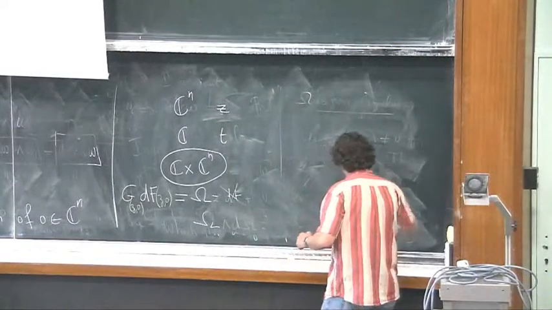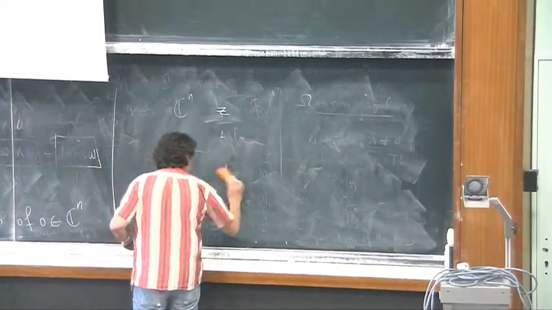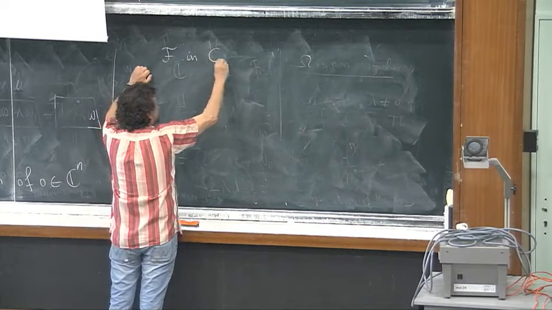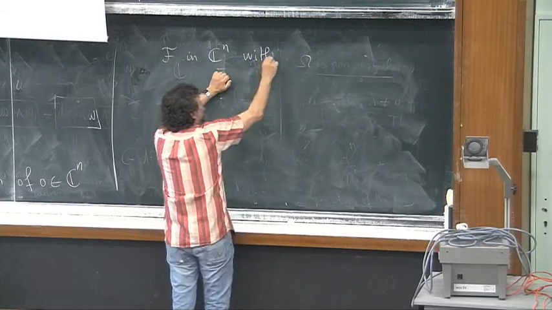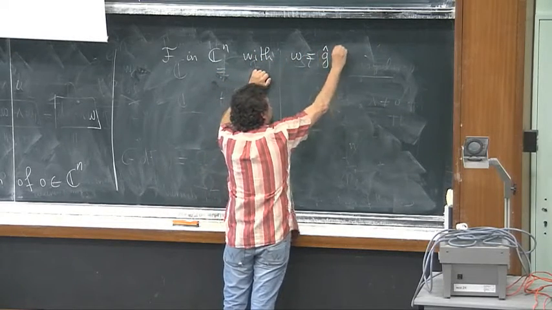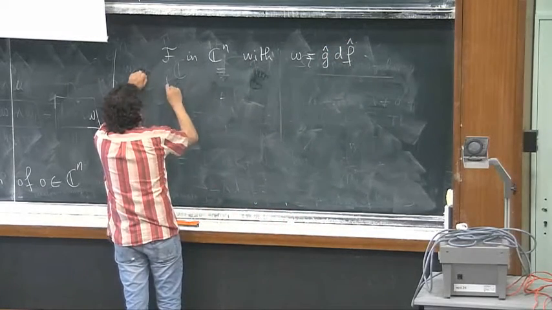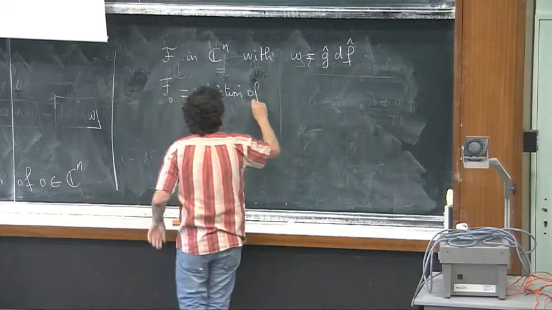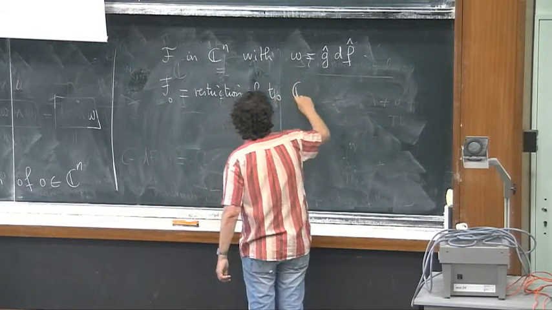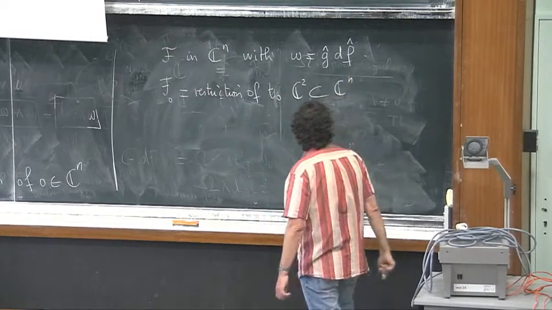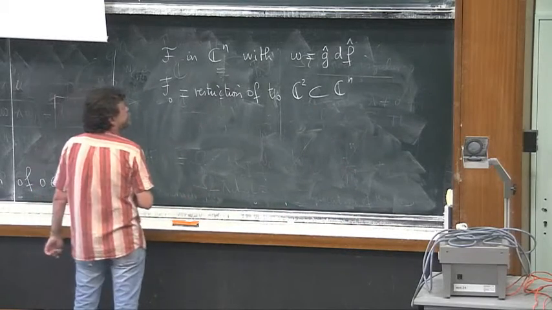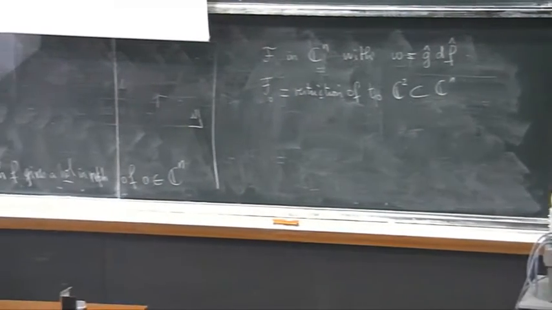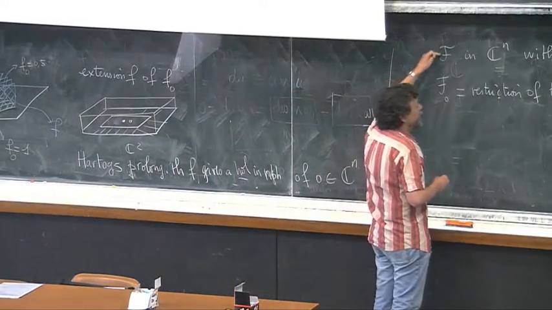So now we have an F in Cn with a formal first integral. You have now the restriction of F given to a C2 in Cn passing by zero, with the property that if you have a holomorphic first integral in this C2, then you have a holomorphic integral for the big F.